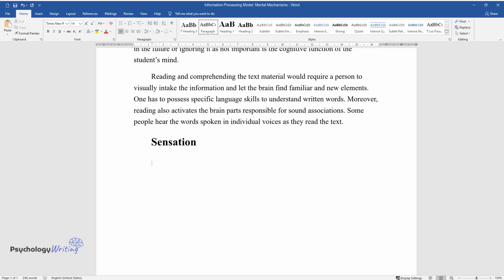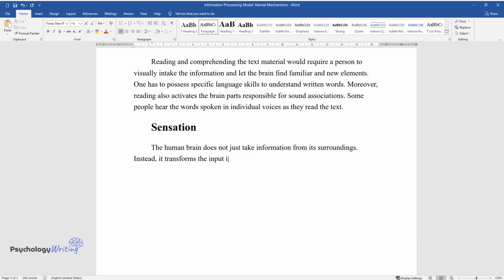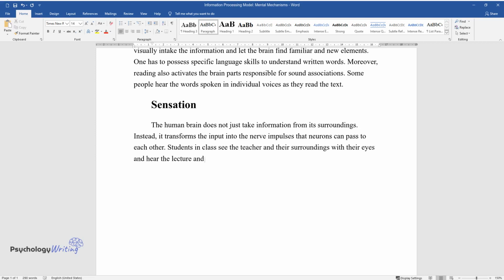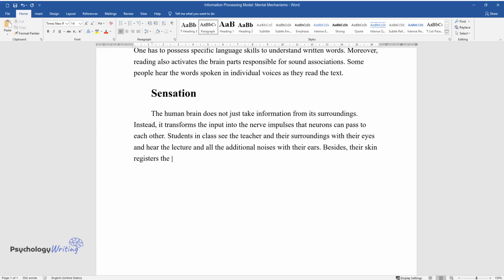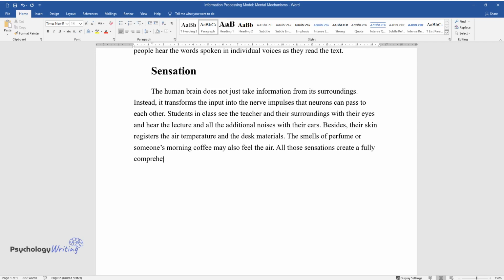Sensation. The human brain does not just take information from its surroundings. Instead, it transforms the input into the nerve impulses that neurons can pass to each other. Students in class see the teacher and their surroundings with their eyes and hear the lecture and all the additional noises with their ears. Besides, their skin registers the air temperature and the desk materials. The smells of perfume or someone's morning coffee may also fill the air. All those sensations create a fully comprehensive picture for the brain to analyze.